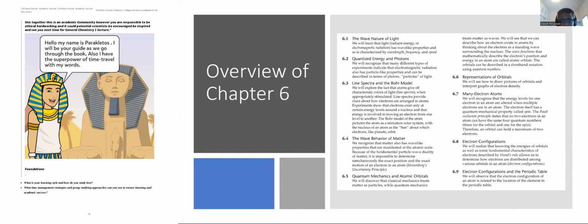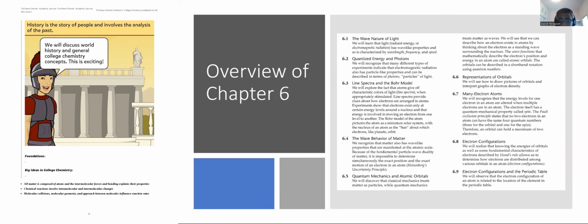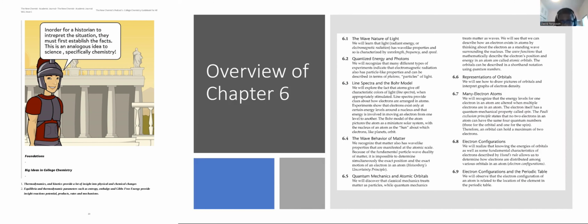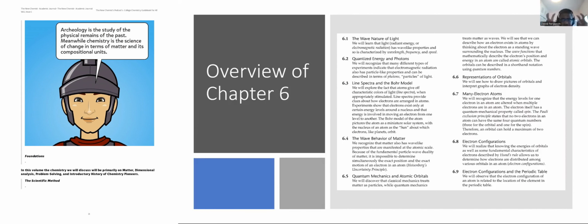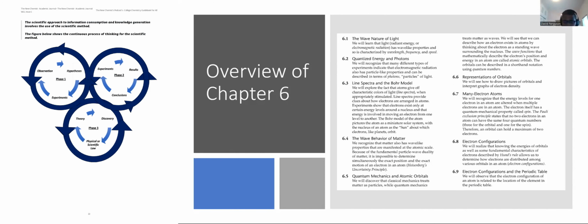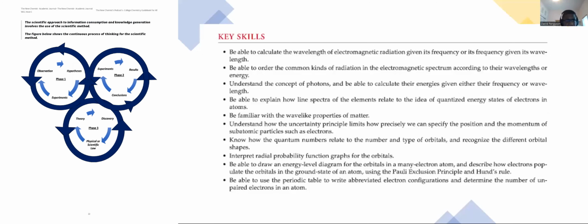Experiments show that electrons exist only at certain energy levels around the nucleus, and that energy is involved in moving an electron from one level to another. The Bohr model of the atom pictures the atom as a miniature solar system with the nucleus of an atom as the sun, about which electrons like planets orbit. That's just an analogy, in a sense.